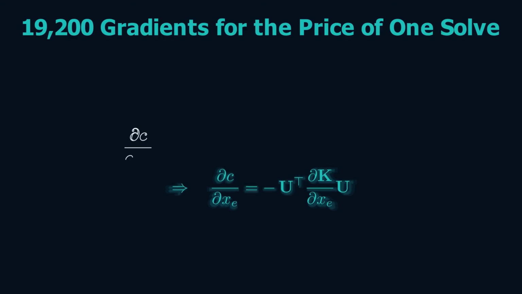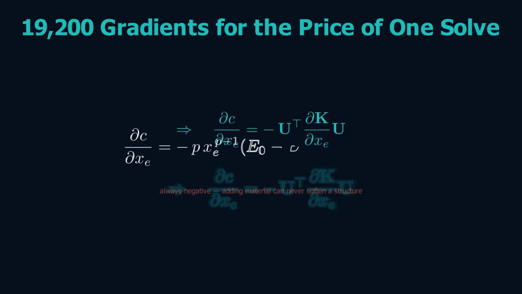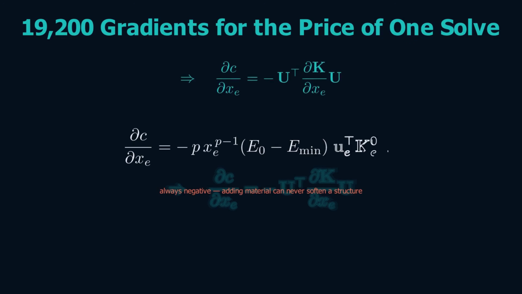Element by element, the gradient is just the strain energy stored in that element. And it is negative for every element. Always adding material can never make a structure less stiff. The test suite asserts that on every run.